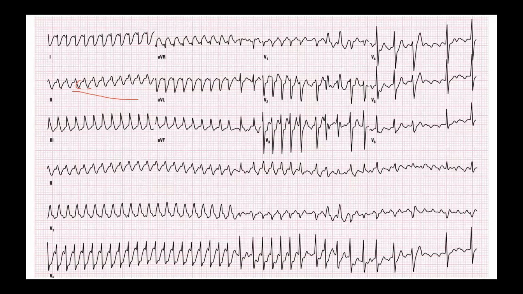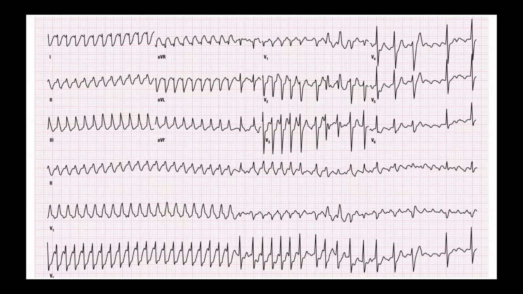Go to the slower rate here in the inferior leads. Again, there is no clear isoelectric line. This is typical sawtooth appearance, right? Yes, agree. So this is supporting atrial flutter more than atrial tachycardia. Okay, so this is most likely atrial flutter, typical atrial flutter with variable AV block.